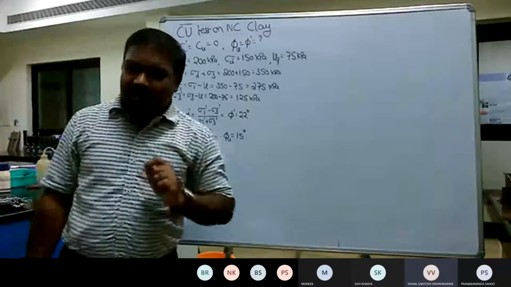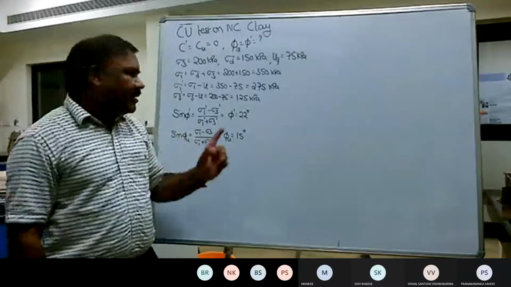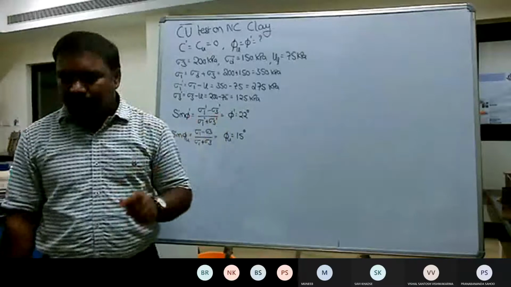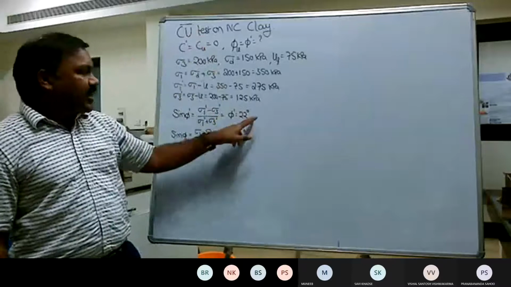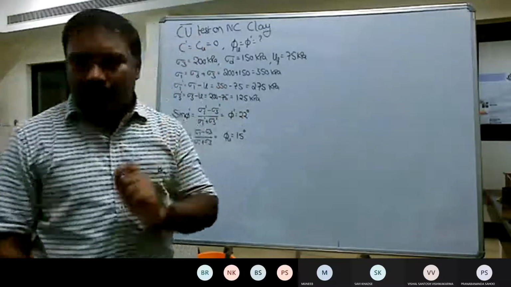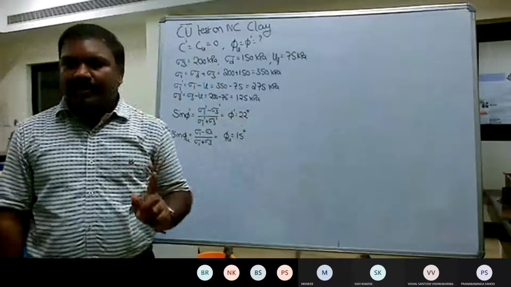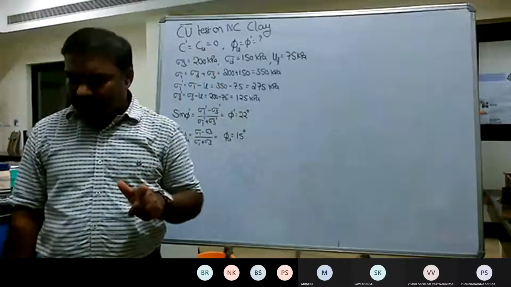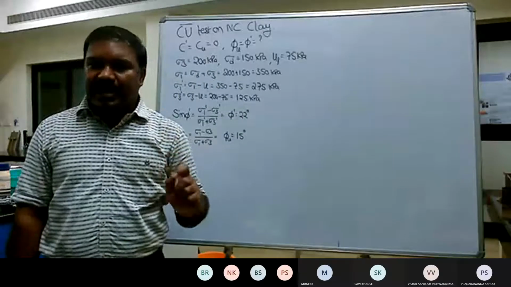See, his question is, when you conduct the CD test, you still get the C dash value, phi dash value. And when you are also saying that when I conduct the CU bar test, you are still getting the C dash value, phi dash value. So how is it possible? The answer is, when you conduct the consolidated drained test, what you get is only the effective strength parameters, C dash and phi dash.